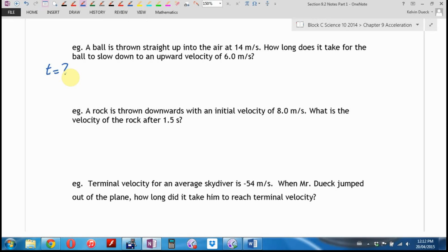What do you think? Sorry, I caught you zoning out. You with me here? This 14 meters per second, is that my initial velocity or my final velocity? Yep. How do you know? Because they gave me another one, and that clearly is later. Okay.